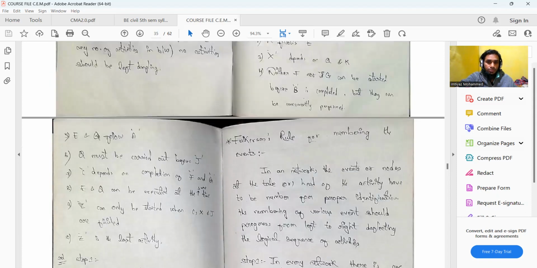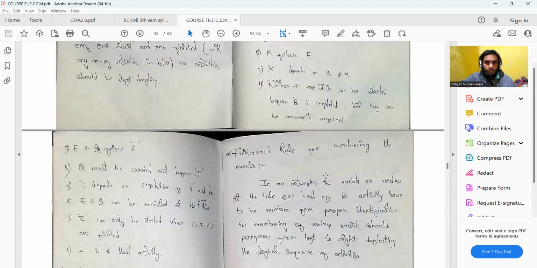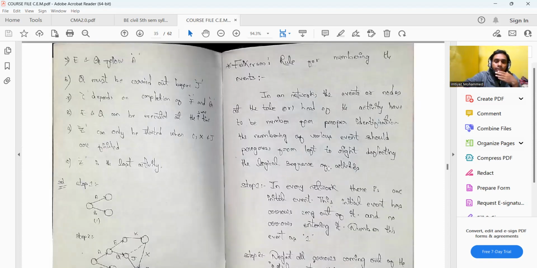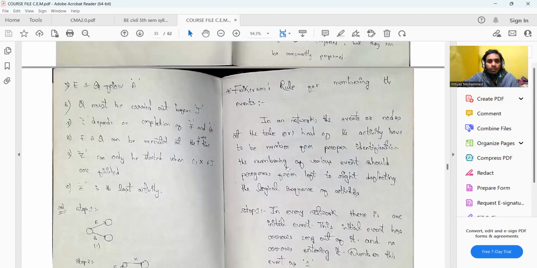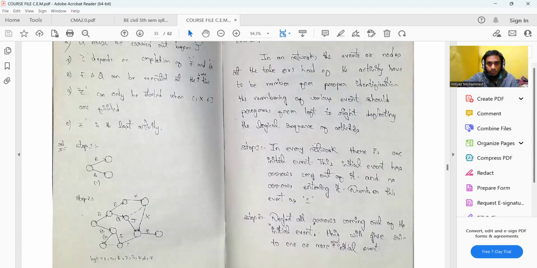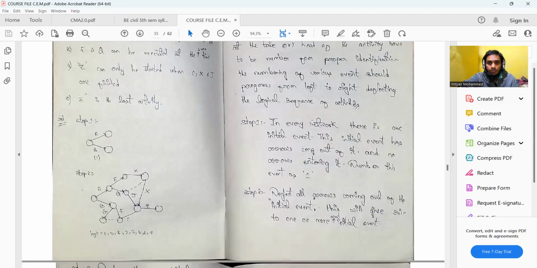Right. So after this example, we have Fulkerson's rule for numbering the events. When we are going for a network diagram, you need to be in a position to number the events. The numbering of the events is governed by a rule known as Fulkerson's rule. In any network, the events or nodes at the tail or head of the activity have to be numbered for proper identification, and that numbering should take place from left to right, which should show the logical sequence of activities. So please make sure that you go through these 4 or 5 different steps, which very clearly explain how the numbering of the events must be done.